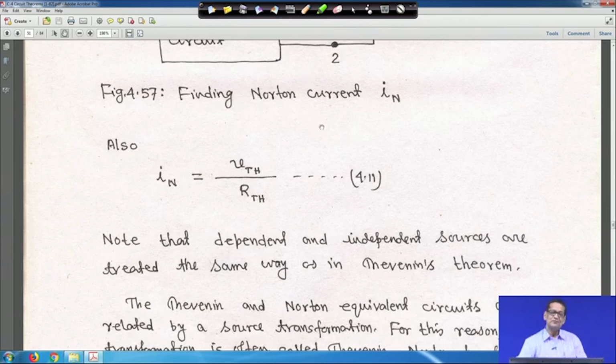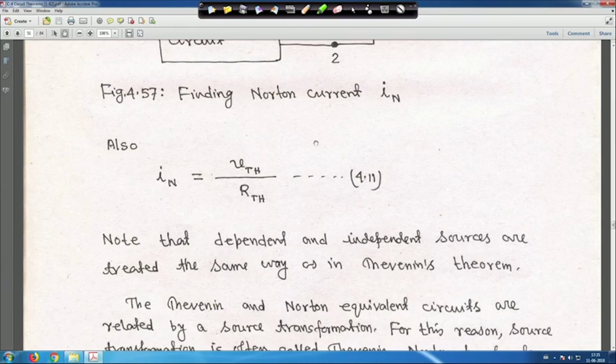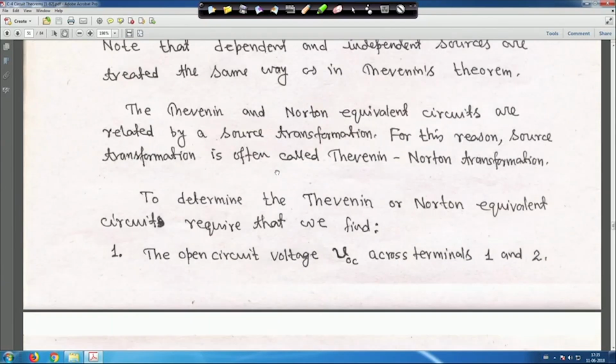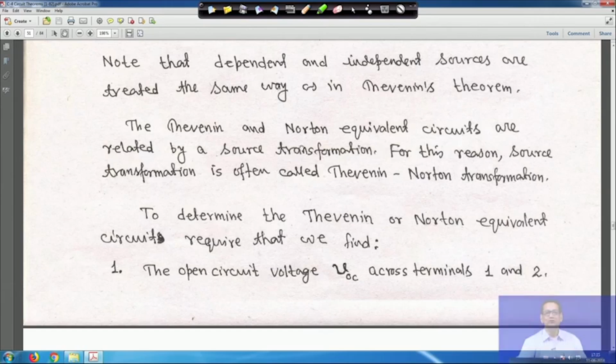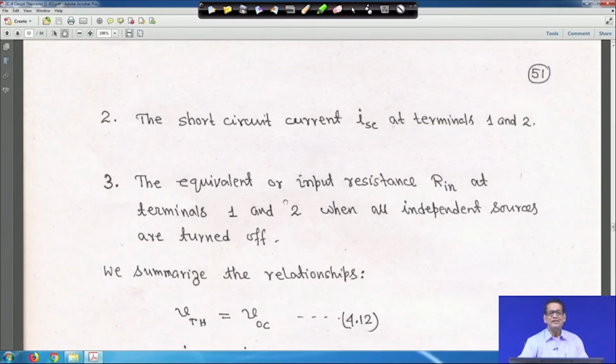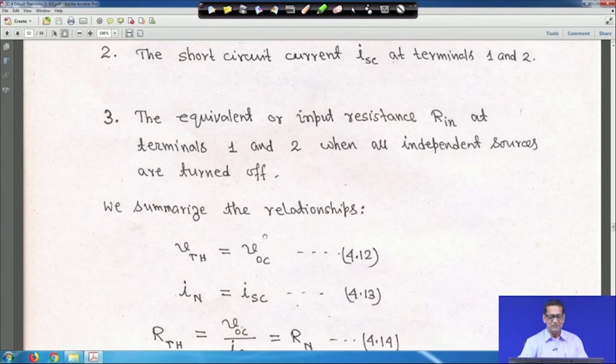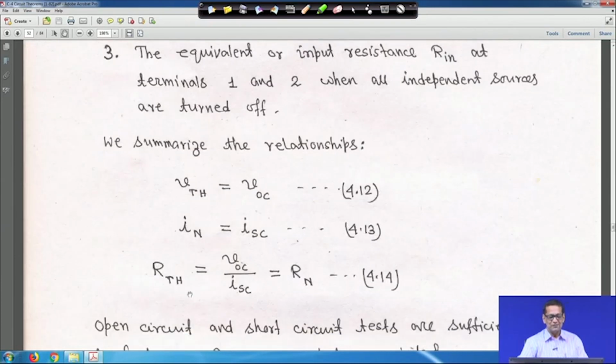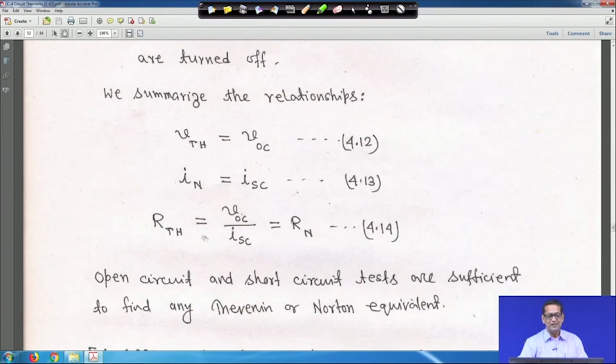Sometimes we call it Thevenin Norton transformation, because a voltage source in series with a resistance becomes a current source in parallel with the resistance. All these things are written here for you, you go through it, but I have told you the essence of it. V Thevenin is equal to VOC and I Norton is equal to ISC. So, R Thevenin is V Thevenin by ISC, which is equal to R Norton, with the same philosophy.